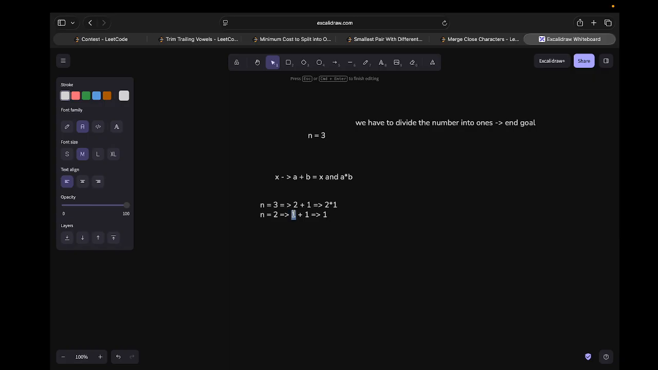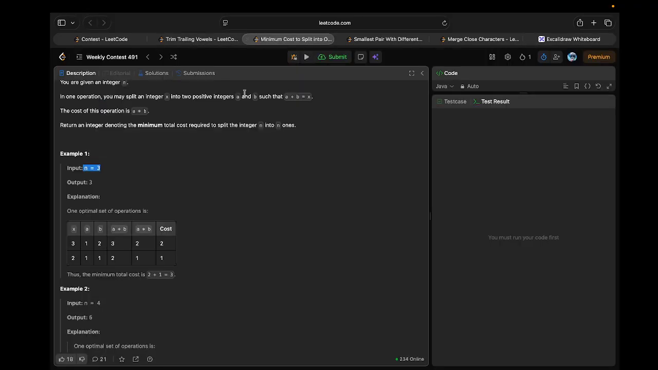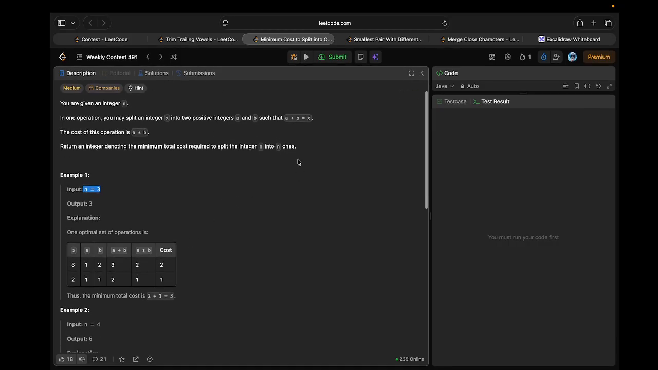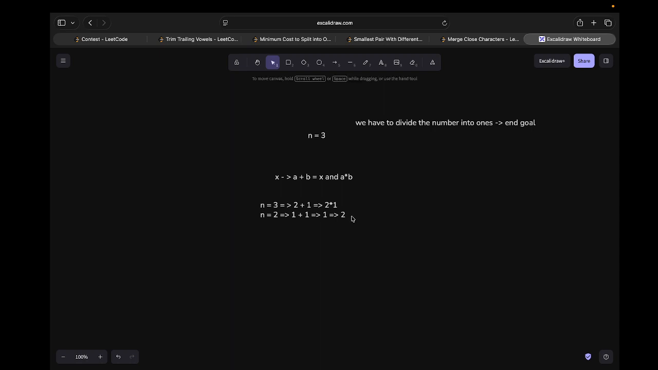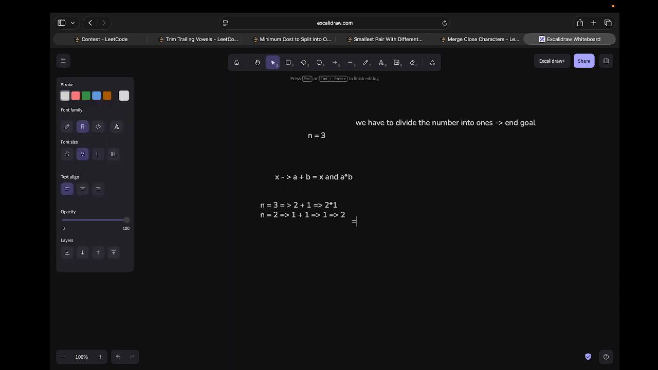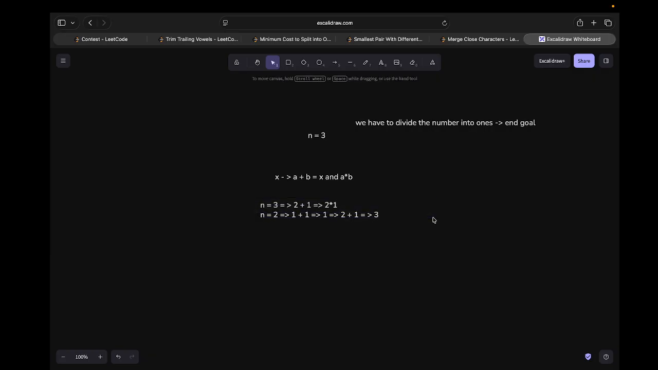And if you see, the partition of this particular number is 1 1, which means we are able to find our end goal. And the cost that is actually required is 2 over here. Okay, we have to return the summation of total cost, right? So for the first we got 2, and for the second we got 1. If we sum both of them, we get a summation of 3, right? So this is what we have to achieve over here.